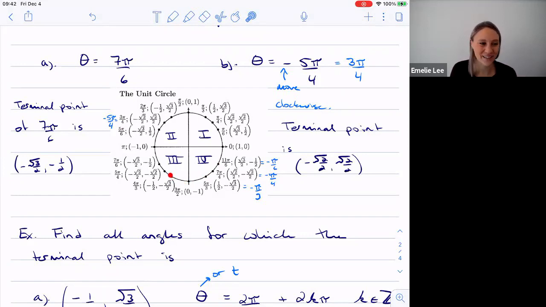Hey, nice work. You got it. That's awesome. So here, these outside points are multiples of pi over 6, and then these halfway marks are quarter marks.